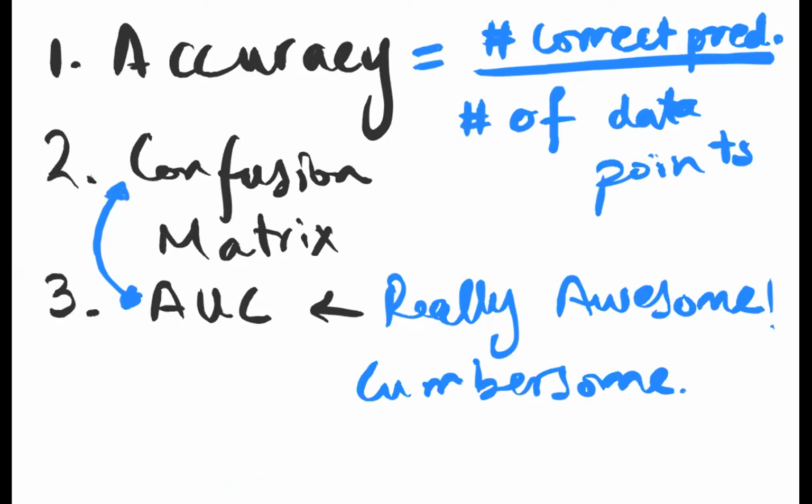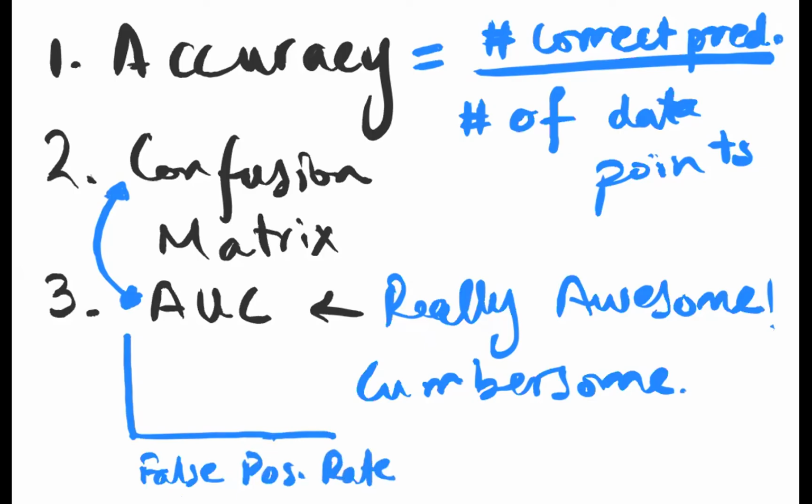Okay, so maybe now you can read it. So this is the false positive rate, and this is the true positive rate. So it is a curve between the two.